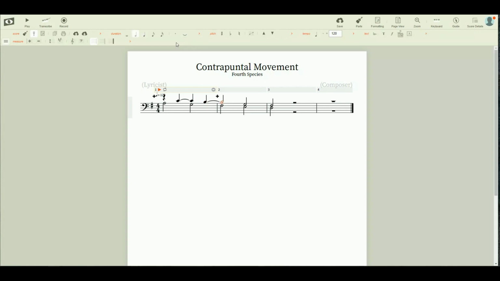And then an A, tied to another A. And then a G, tied to another G. Then we're going to end with an F sharp. All right, let's listen to what this sounds like.